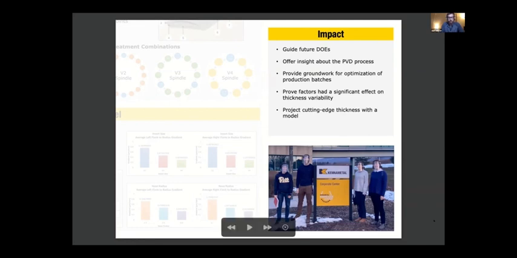Finally, we've created a model to predict thickness on a given insert given our factors.